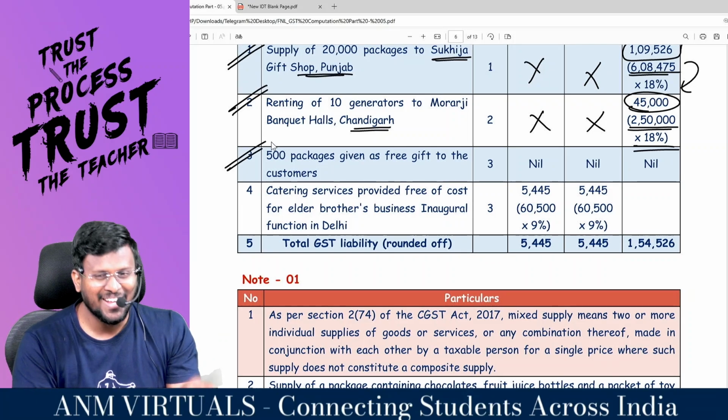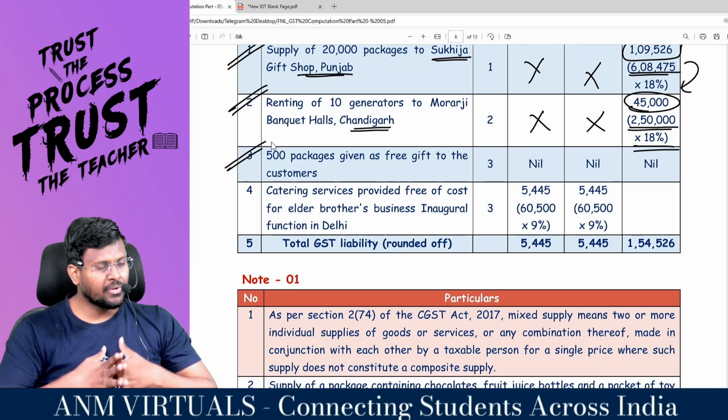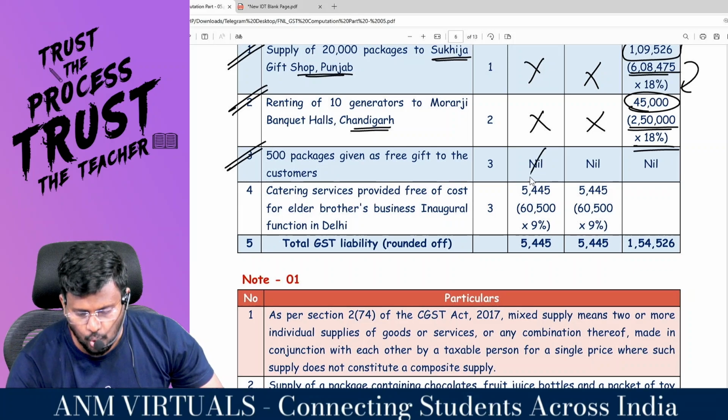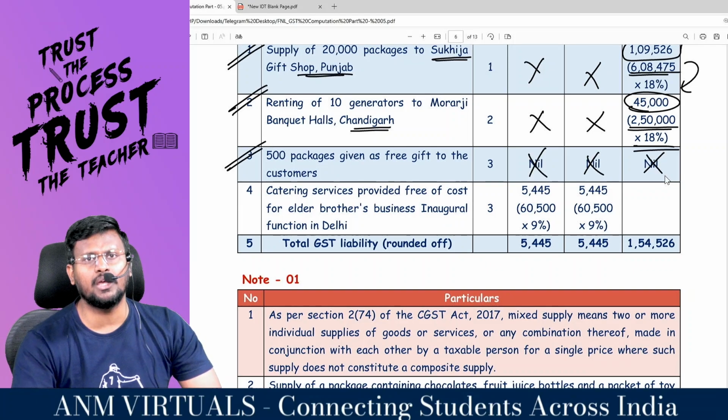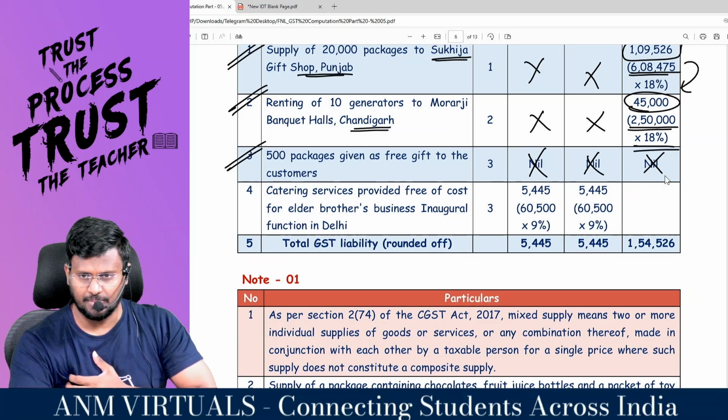In order to attract para 1, there must be permanent transfer or disposal of a business asset where ITC has been availed. But here the ITC has not been availed. And supply between related or distinct persons, no. So since it has not been treated as supply, I am not supposed to find out the value of supply. Hence, I am not stepping into valuation rules.